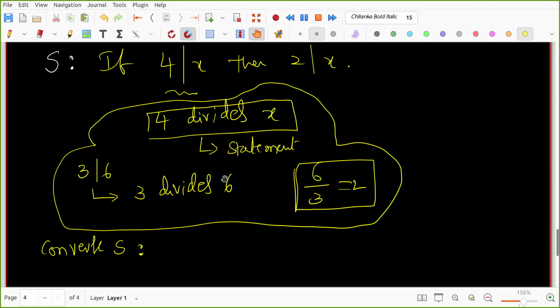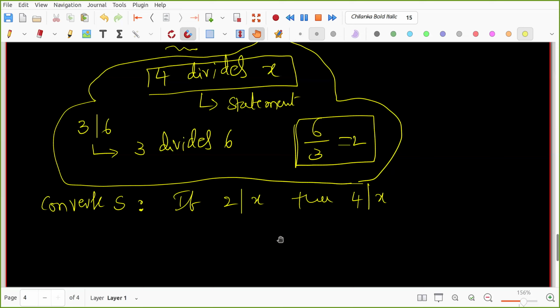Not true means you have to give a counter example. Sir, if we take x equal to 2, then 2 divides 2, but 4 does not divide 2. Wonderful, I very much appreciate you. Many people think they will give 6 or some other number, but you gave 2 itself, very optimal. Counter example, I'm very happy.